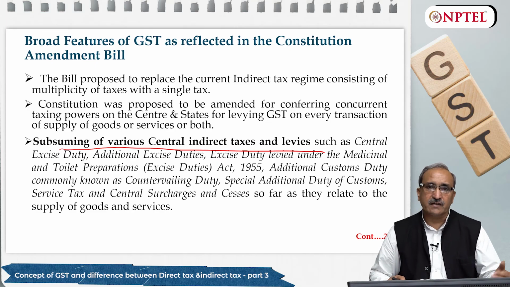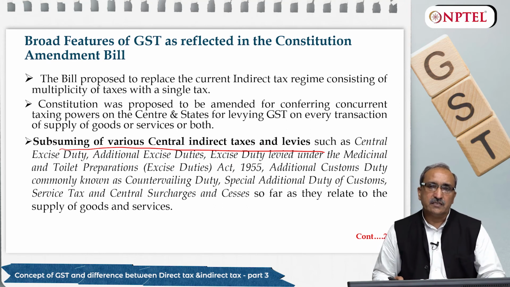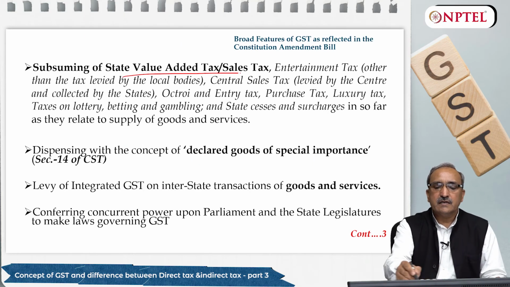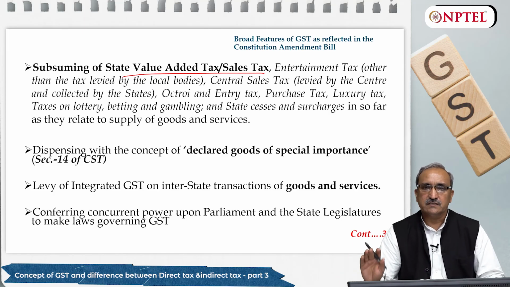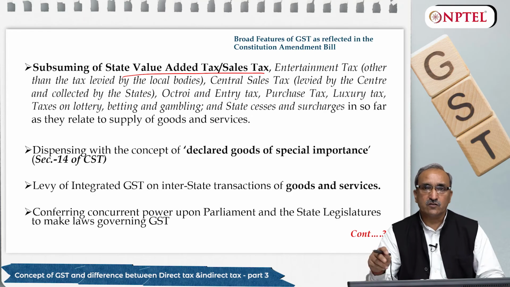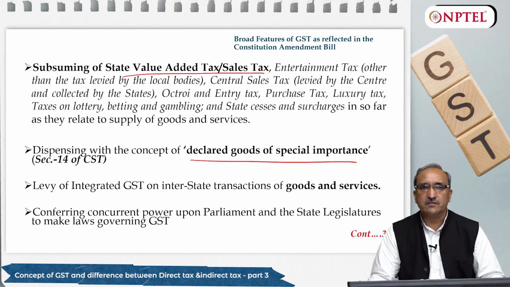These taxes earlier were charged individually, but after this amendment in the Constitution of India, by giving power to state government and central government, these taxes were charged as GST only. Similarly, in state taxes, all these taxes were subsumed in state GST. So these taxes were abolished: entertainment tax, central sales tax, octroi, entry tax, purchase tax, luxury tax. These taxes were abolished only because of the amendment in the Constitution of India and then bringing GST. Then the concept of goods of special importance under the CST Act was done away with.